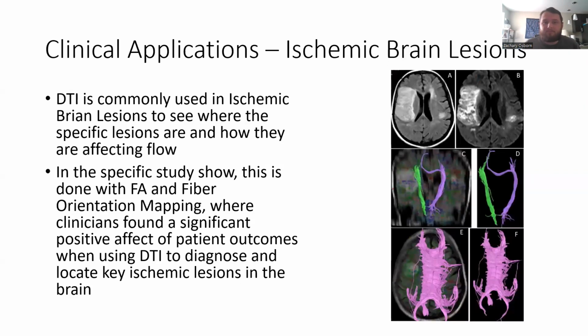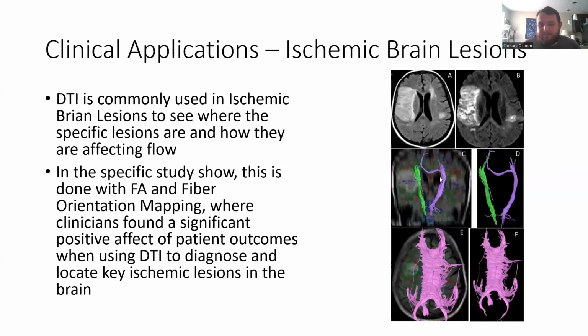So clinical applications specifically, the biggest one of DTI is ischemic brain lesions and any kind of brain lesion in general. So DTI is used here. So we can see here, this is a FLAIR image of the actual brain where this big lesion is. And this group in Egypt actually decided to want to see, well, hey, do these things actually correlate?